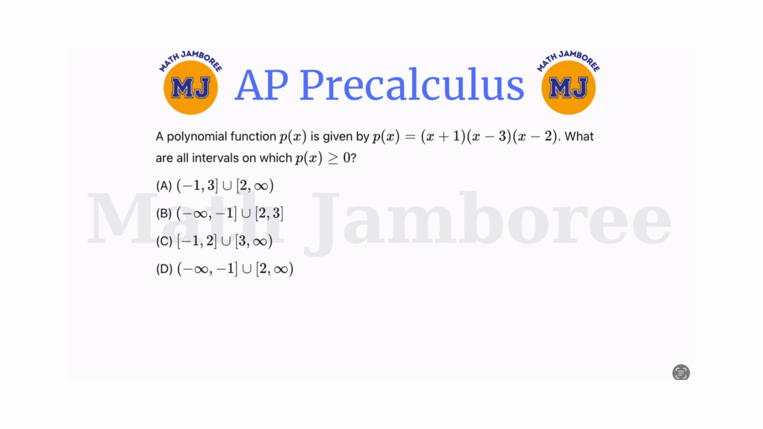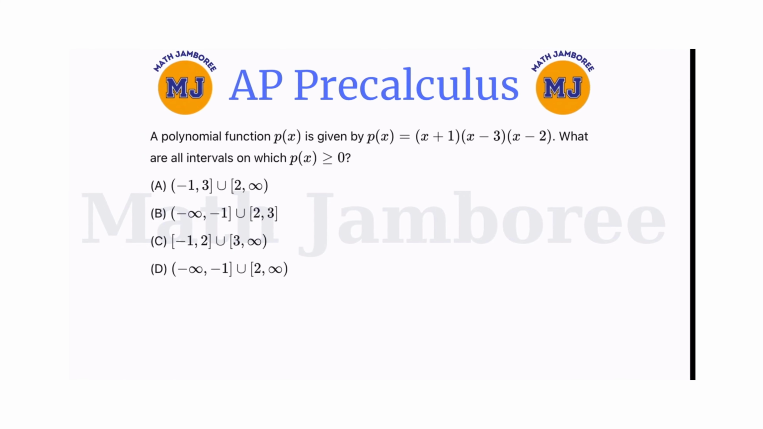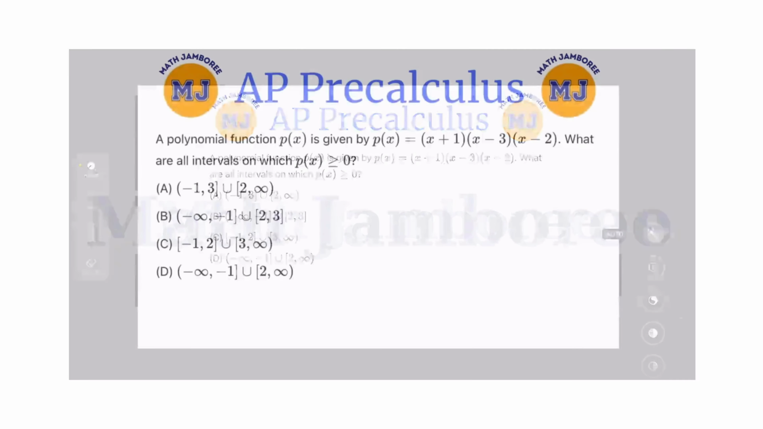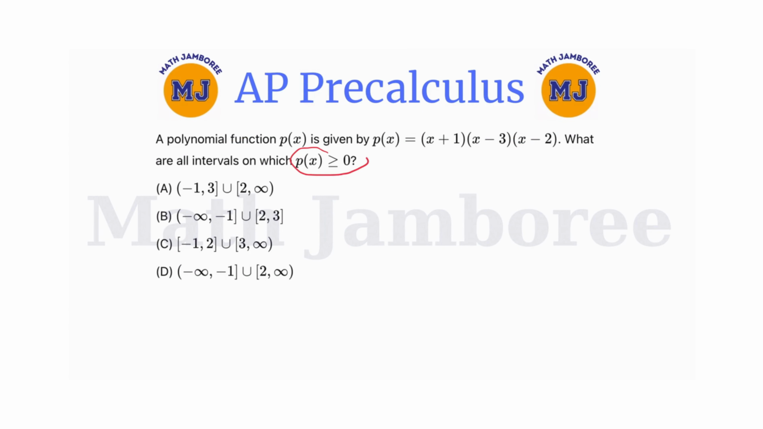Our goal is to find all intervals where p of x is greater than or equal to 0. So greater than or equal to, this section is important. We want to determine where this polynomial is greater than or equal to 0. Let's begin by finding the roots of the polynomial. To find the roots, we will just set each factor equal to 0.